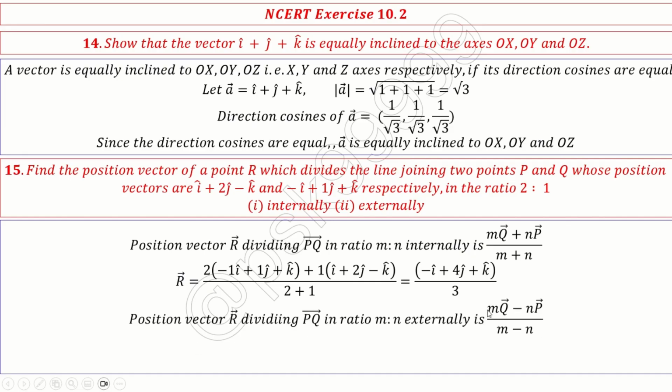If it is externally, this is the formula: MQ bar minus NP bar divided by M minus N. Okay, you apply again. Externally, you'll get the position vector of R bar dividing PQ externally in M:N ratio, or 2:1 ratio in this case. Okay.